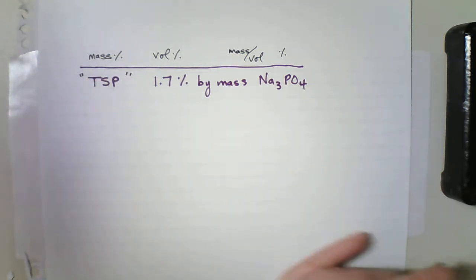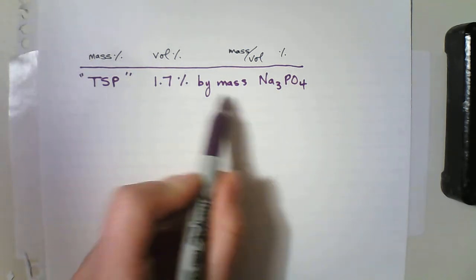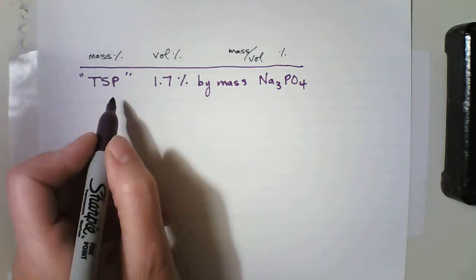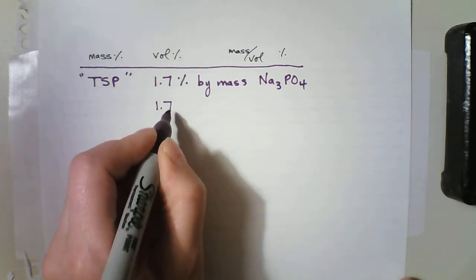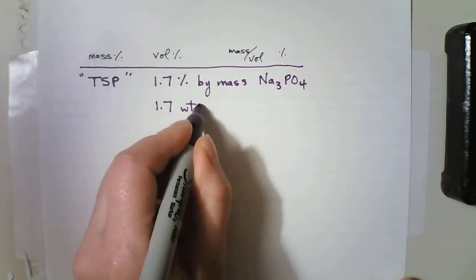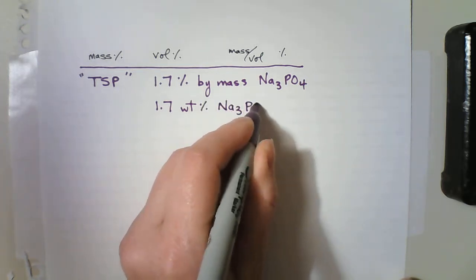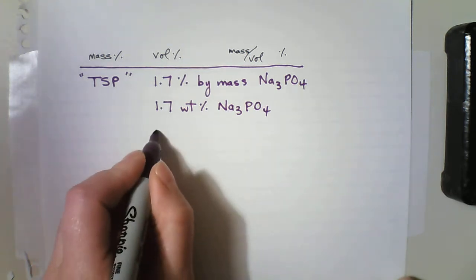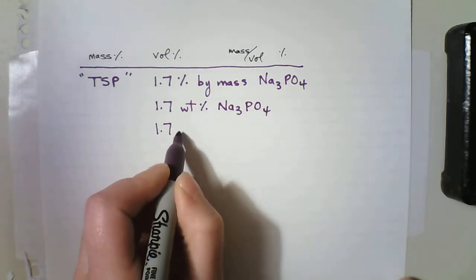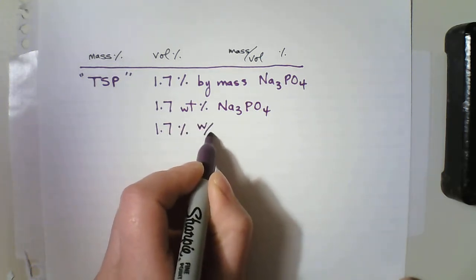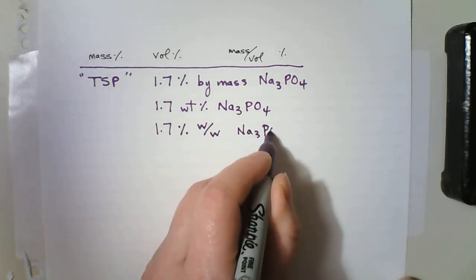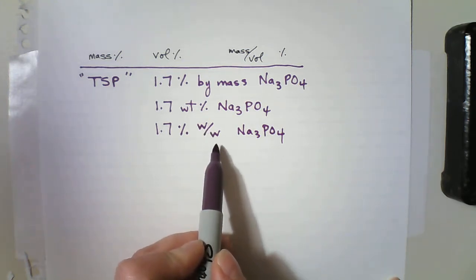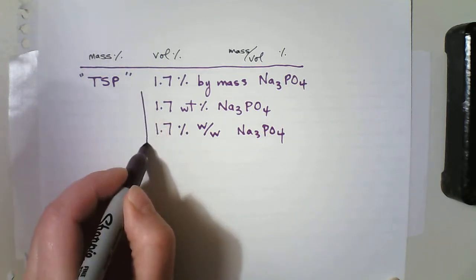So let's rewrite this. Here are the different ways that a label might be written. It could be written 1.7% by mass sodium phosphate. It could also be written, and mean exactly the same thing, 1.7 weight percent Na3PO4. If you saw that on a label, that makes sense. That's by mass, by weight. And another way of writing it, which you should be aware of, is 1.7% W over W, and again, sodium phosphate for the component. And that means that it's weight unit over weight unit to give this percent. And in fact, all of these mean exactly the same thing.